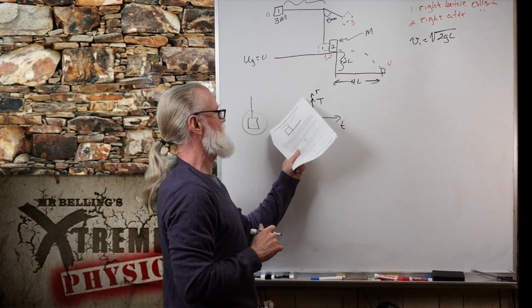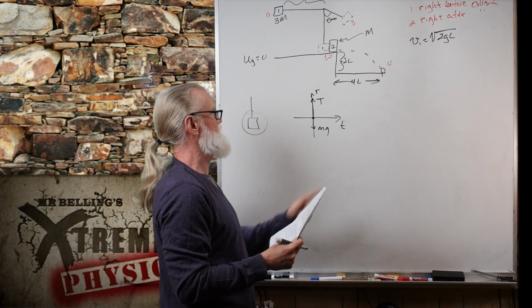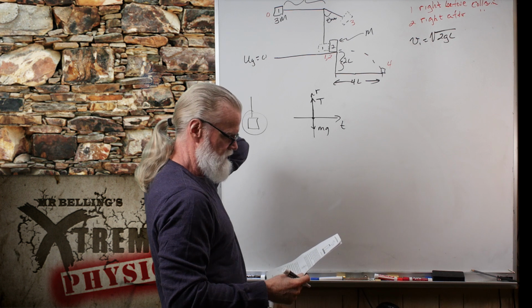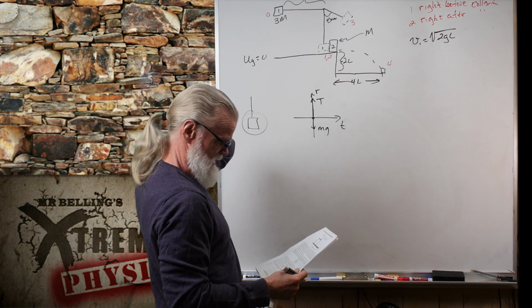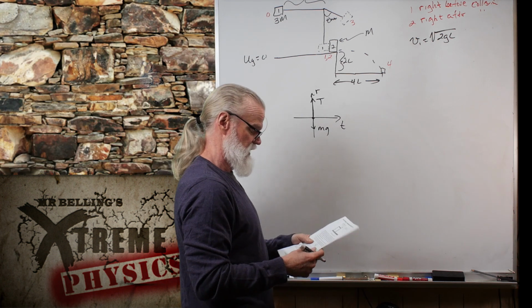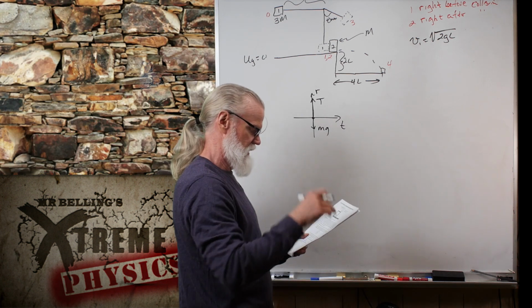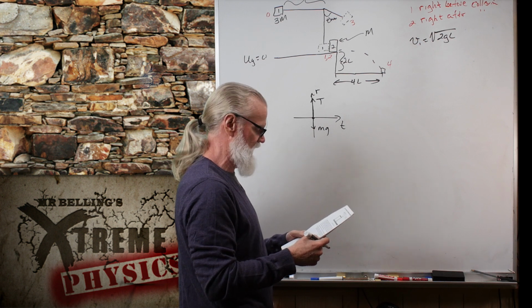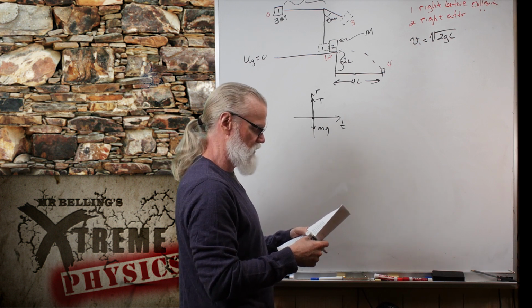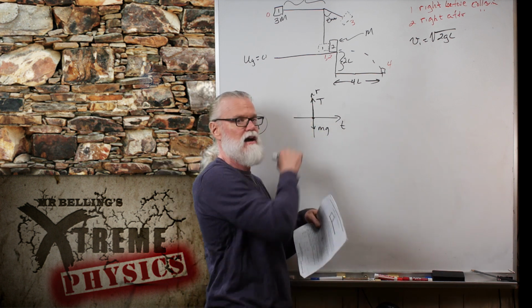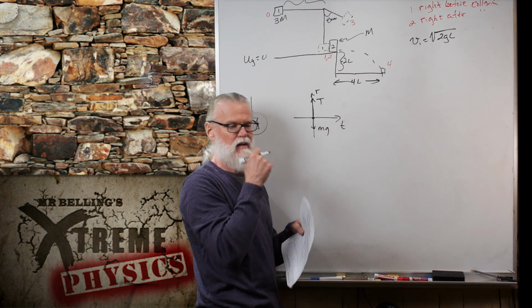You got your force of tension towards the center of the circle, which I'm calling the R-axis, and we got the weight. All right, so you draw it on the little grid that they had there. Each force must be represented by distinct arrows starting on and pointing away from the dot. Forces with greater magnitude should be represented by longer vectors. All right, and I made that one longer because it's accelerating that way.